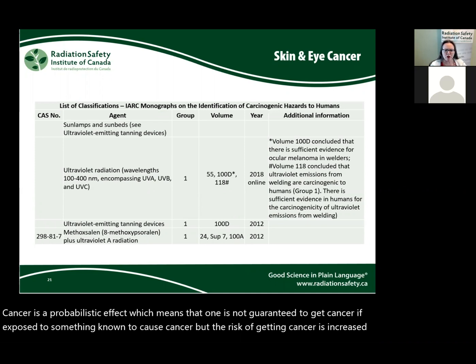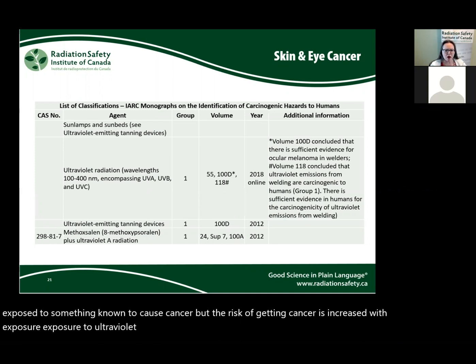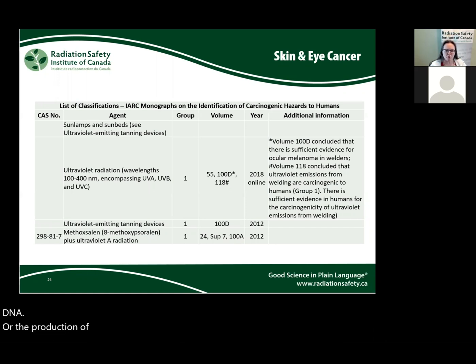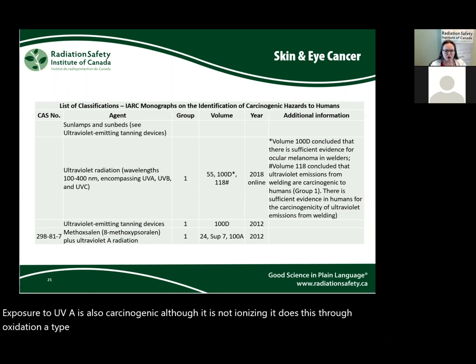Exposure to ultraviolet B and C, because they are ionizing, can cause cancer by changing DNA, which affects how cells reproduce. This happens through direct ionization of DNA or the production of free radicals. Exposure to UVA is also carcinogenic, although it is not ionizing. It does this through oxidation, a type of chemical reaction, and by damaging DNA repair proteins.